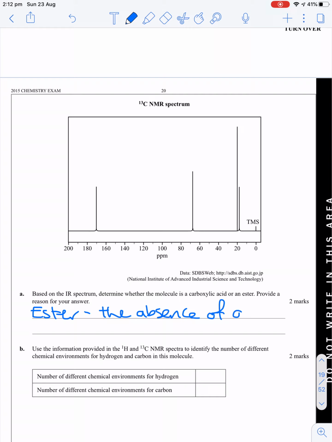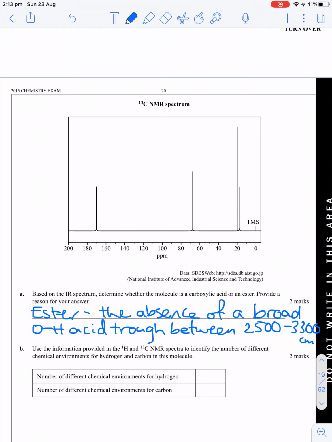of a broad OH acid trough between, so we're expecting it at around 3000, but the range in the data book is between 2500 to 3300 centimeters to the -1. So that would be enough to get us the 2 marks.